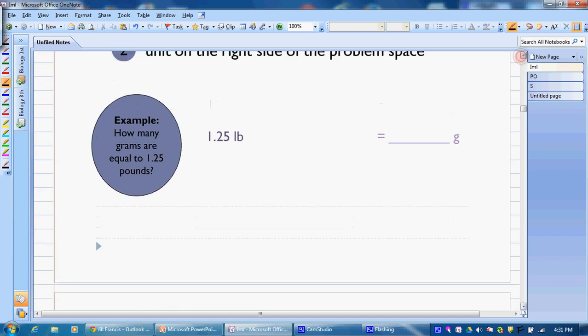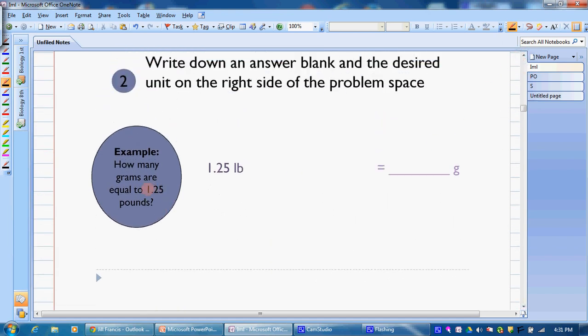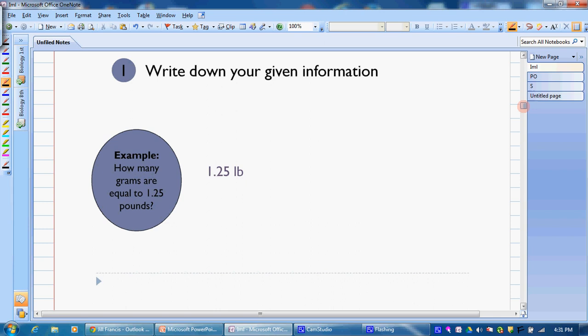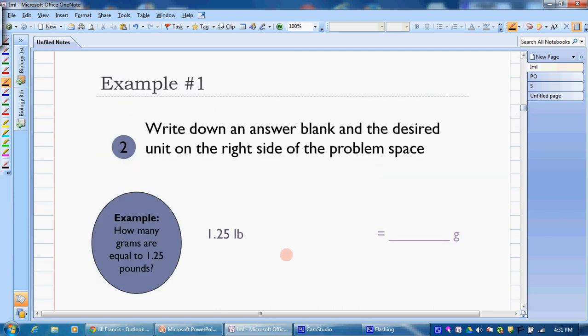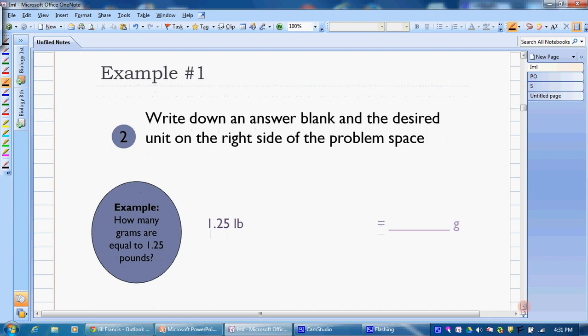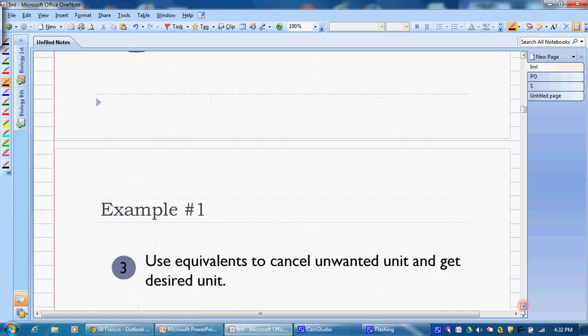So in the example, how many grams are equal to 1.25 pounds? We write that down. That was step 1, sorry, I skipped a step. Step 2, you write down your answer blank with whatever label you want to end up with. We want to get to grams, so that's what we're going to write by that blank.